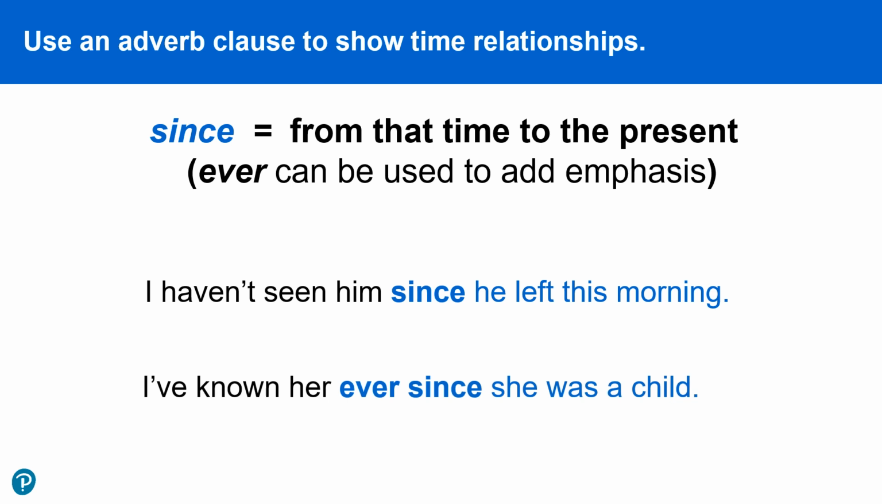I've known her ever since she was a child. So I've known her, and the period of time that I've known her started when she was a child and continues till now. Ever since, "ever" is added to add emphasis that it's the entire time. Even back when she was a child, I still knew her all the way until now.